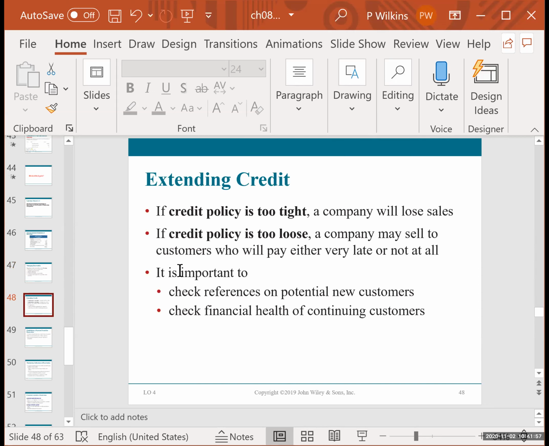So with extending credit, you need to think about having a credit policy that's not too tight, but not too loose. You need to get your money, but you need to give your customers some time to pay as well. And you want to ensure goodwill so that your customers continue to use your company as a supplier.